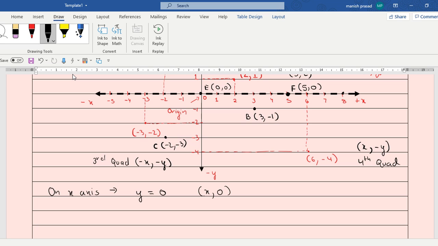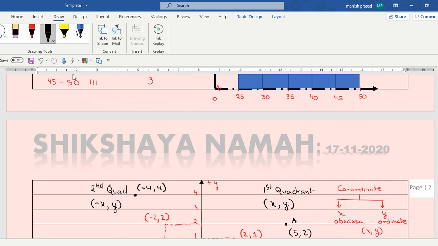If I take this point as G, what would be its value? Exactly. So these points are on the x-axis. And the last thing that you should know in this is, on y-axis, x is always equal to 0. That is, the value that we'll get is 0, y. So if this is the point H, how would we define this point? Exactly, 0, negative 3.